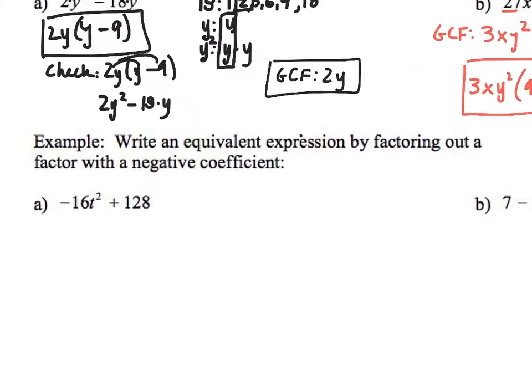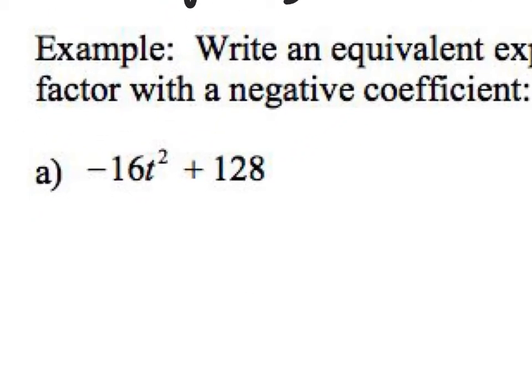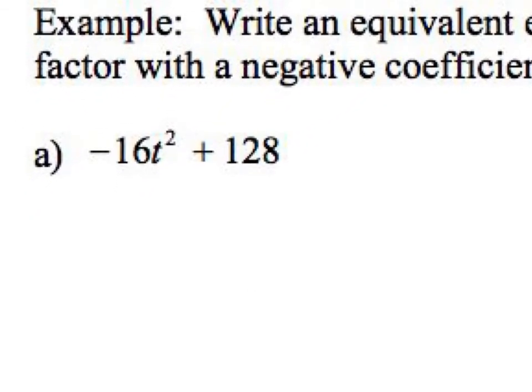It says, write an equivalent expression by factoring out a factor with a negative coefficient. These are a little bit tricky, so we want to factor out a negative coefficient. Now, my question is here, and sometimes I get kind of tripped up, but I wonder, can I take 16 out of 128? Does 16 go into 128? To figure that out, I'd say, well, what if I take 128 and divide it by 16?